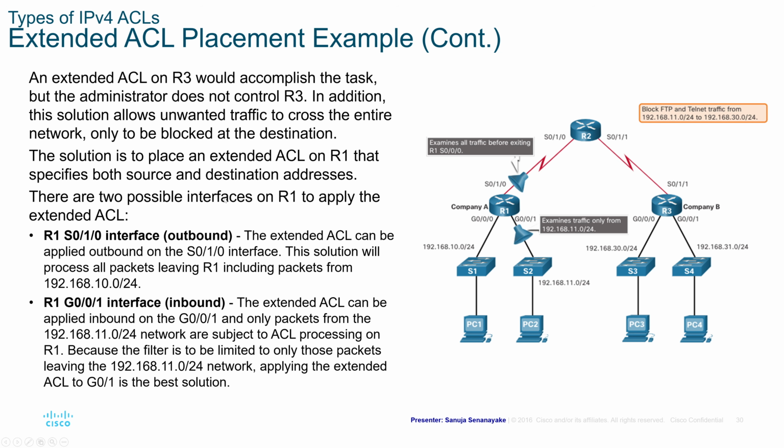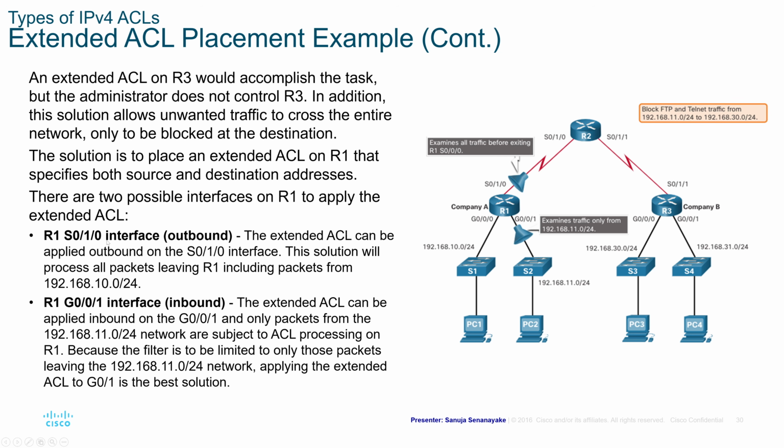So the solution is to place an ACL on R1 that specifies both source and destination address, because remember, an extended ACL can specify both source and destination. So we're going to use that to our advantage. There are two possible interfaces on R1 where you could apply the ACL. One is the R1 S0/1/0 interface in the outbound direction, right here. The other is the R1 G0/0/1 interface in the inbound direction, which is this one.